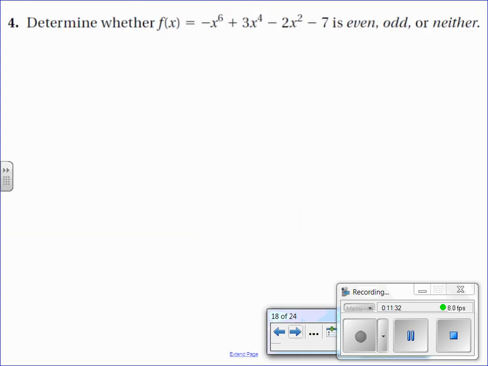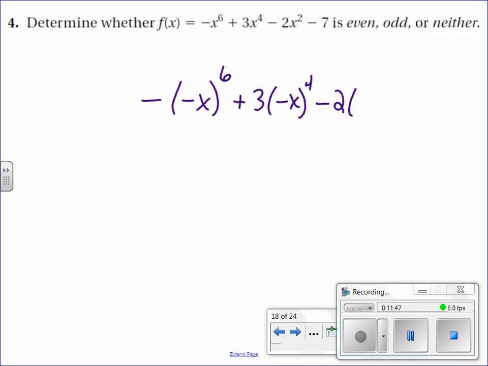All right, so this last one we're going to do. Do you want to graph it first or plop our negative x in first? Plop our negative x. All right, I like that idea. So I'm going to plop a negative x everywhere I see an x. And I'm going to simplify to see if I get the same thing back at me or if I get the opposite thing back at me.